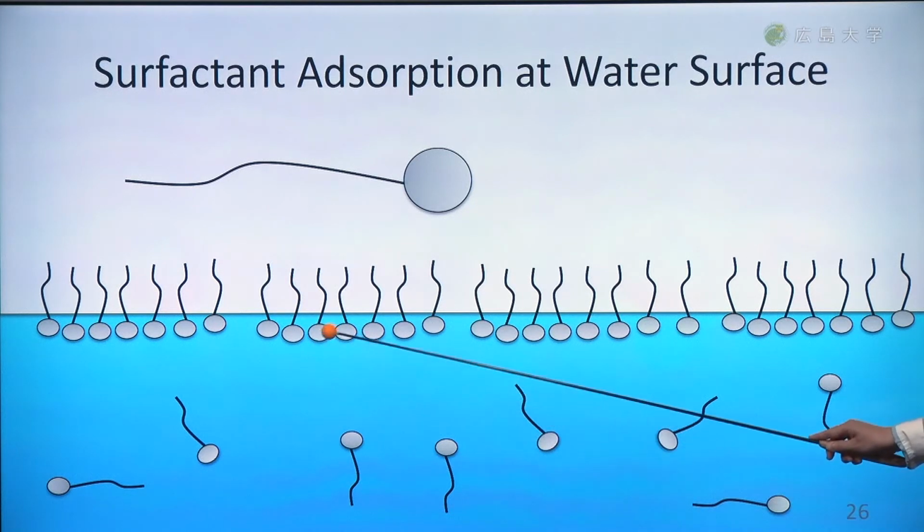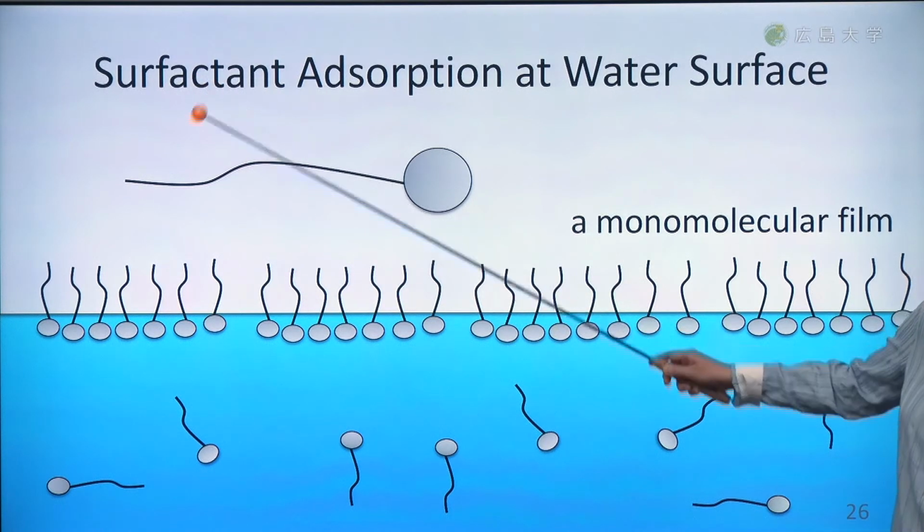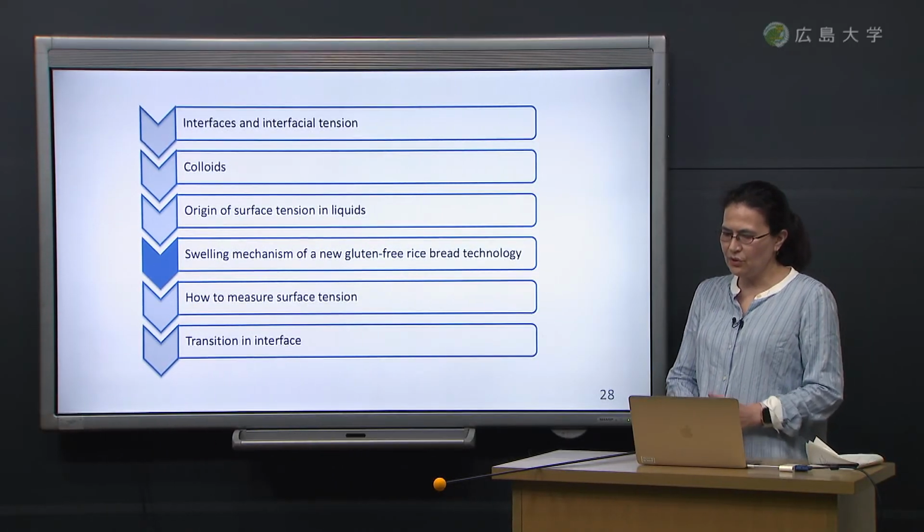This thin layer formed at the water-air interface is called a monomolecular film, and such a substance prone to be adsorbed at the interface is called a surfactant. The depth of the interfacial domain is of nanoscopic scale. However, the role of the interface is non-trivial in colloidal mixtures. Now let's talk about rice bread.